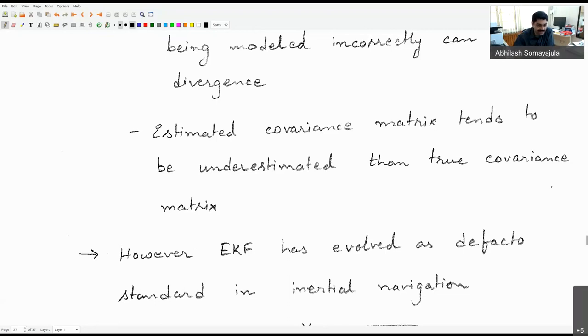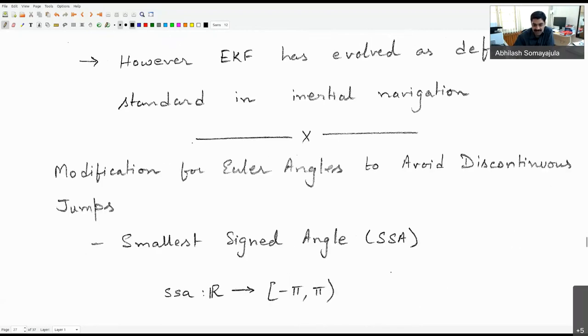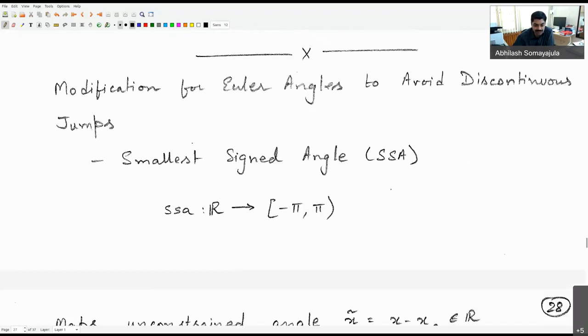For that, we had evolved something called the smallest signed angle, where we take a real valued input and map it into the domain minus pi to pi. The idea was that whenever we are looking at the difference between two angles, let's say one angle is 0 degrees and the other angle is 355 degrees, the smallest signed angle is actually minus 5 degrees, rather than 355 being the difference. If we start using 355, then our controllers may go crazy, and we may be seeing a lot of jumps and a lot of funny business happening.